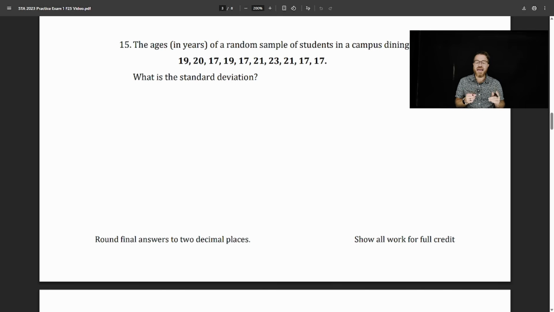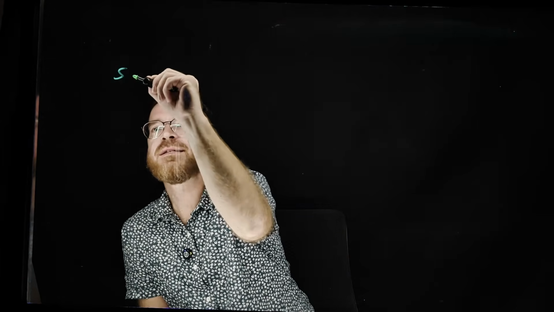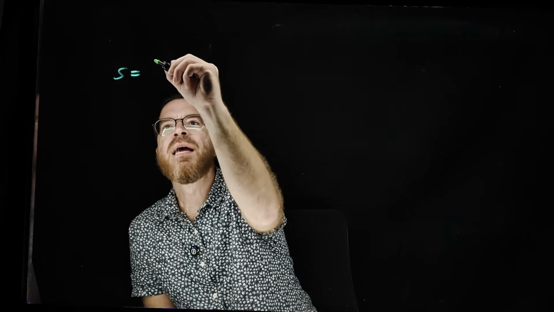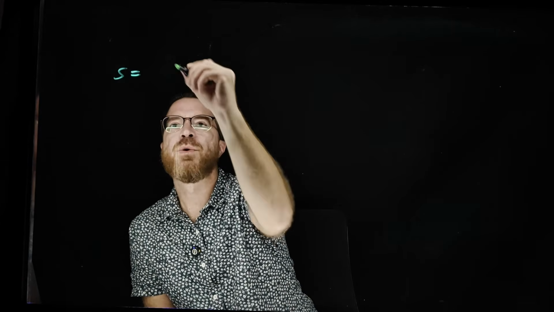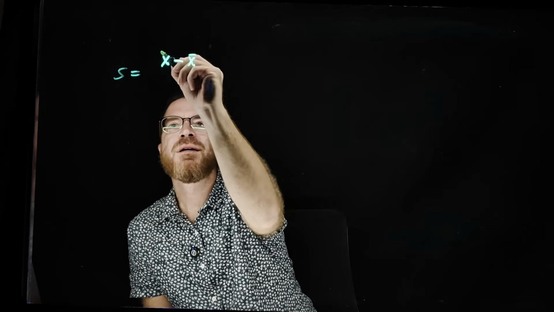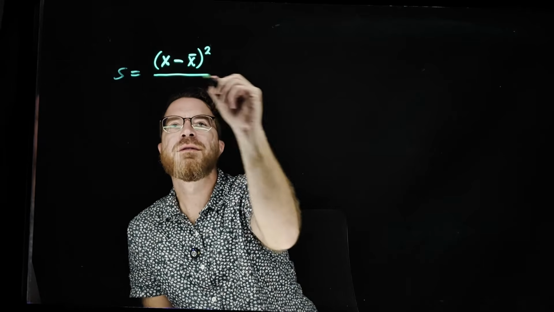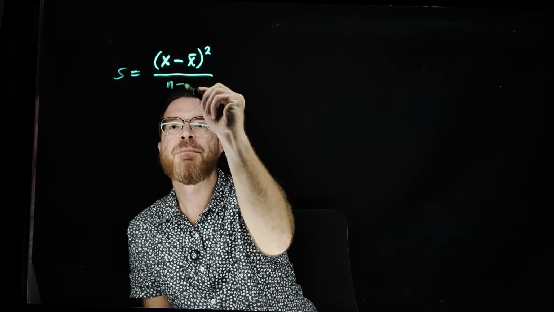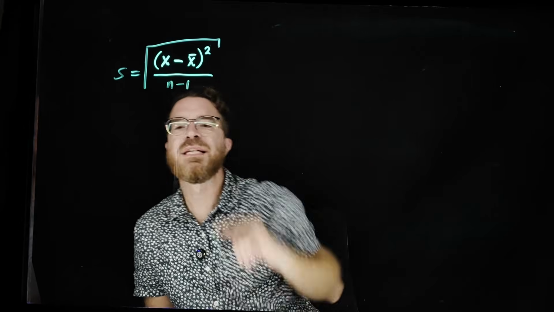In this next problem, we have the ages in years of a random sample of students in a campus dining hall. They are 19, 20, 17, 19, 17, 21, 23, 21, 17, and 17. We want to know the standard deviation. The standard deviation is just going to be s, because this is sample data, and it even says we have a sample of students. The sample standard deviation is going to be each of our x values minus the mean of our data, squared, divided by n minus 1 because it's a sample, and then we take the square root of the entire thing.